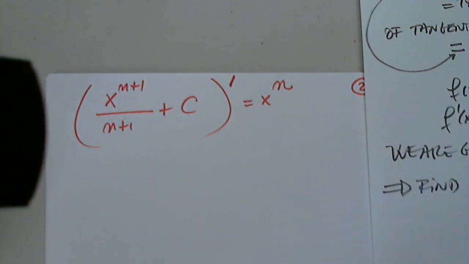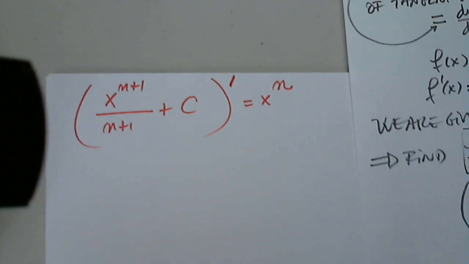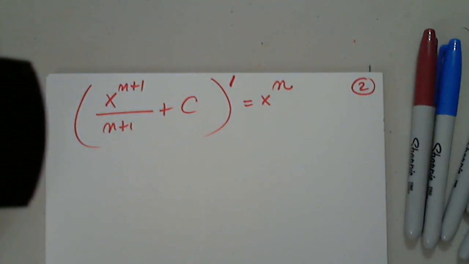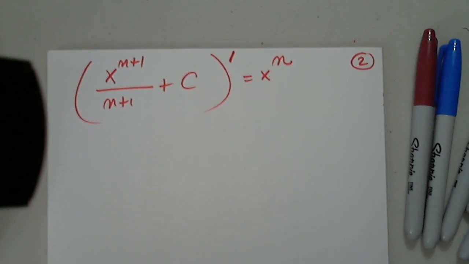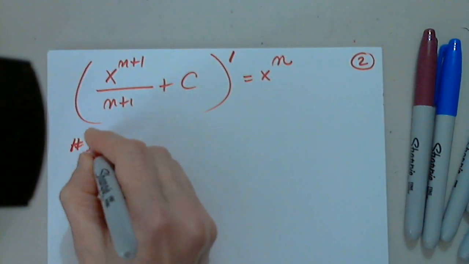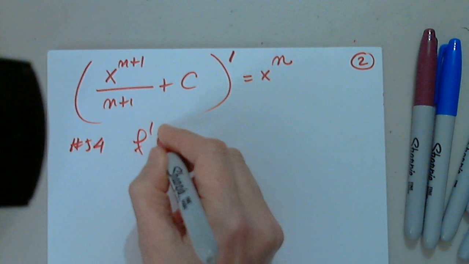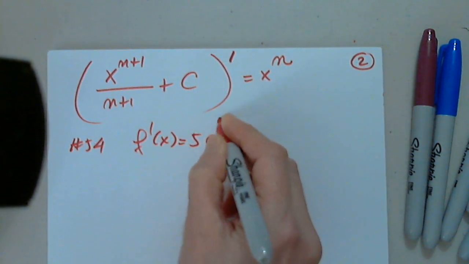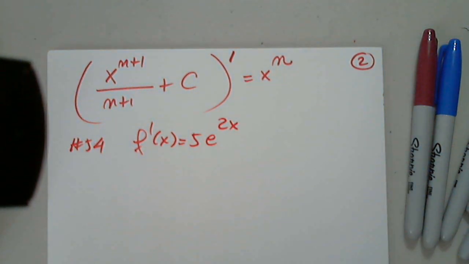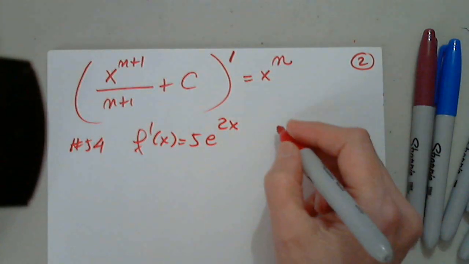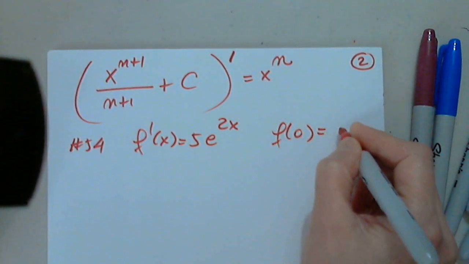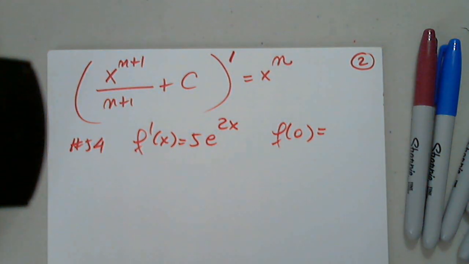We are given the derivative. We want to find the function. Which one would you like to start with? 54. Let's start with 54. In 54, we have f prime of x equals 5e to 2x. And notice that we are given another piece of information, that f of 0 equals 7/4.